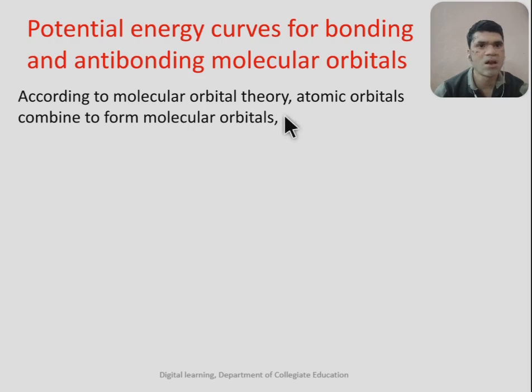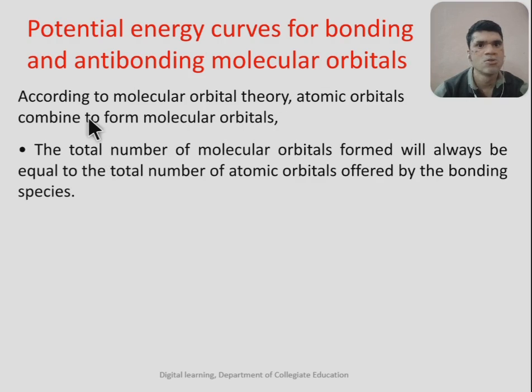According to molecular orbital theory, atomic orbitals combine to form molecular orbitals. The total number of molecular orbitals formed will always be equal to the total number of atomic orbitals offered by the bonding species. For example, two hydrogen atoms combine to form hydrogen. Each hydrogen atom contains one electron, that is one atomic orbital. Therefore two atomic orbitals are there, and these two atomic orbitals combine to form two molecular orbitals.